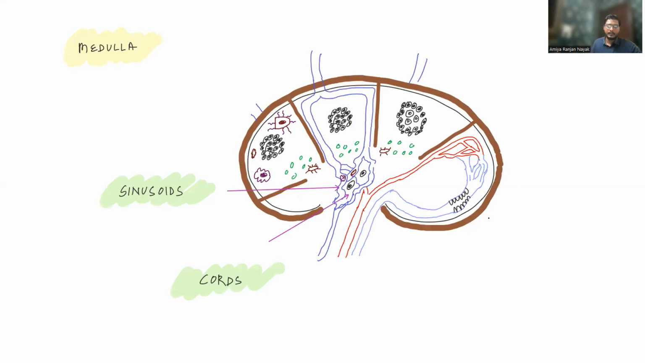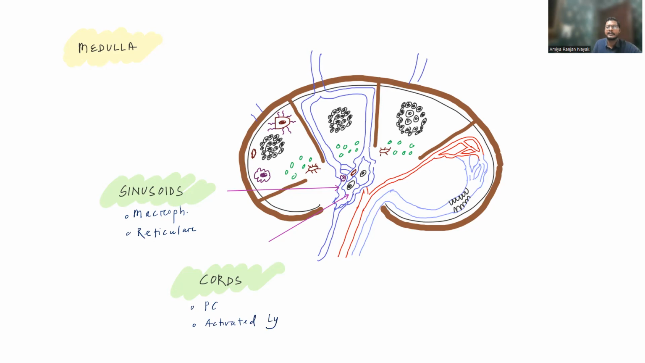Now coming to the medulla. We have already discussed, it is composed of sinusoids and the cords. You can see these are the sinusoids, and the intervening areas are the cords. In the sinusoids, we are going to find the macrophages. Medullary sinuses will contain the macrophages and also the reticular cells. Macrophages and reticular cells are usually present in all the parts. And the medullary cords, as I have told you multiple times, will contain the plasma cells and the activated lymphocytes.